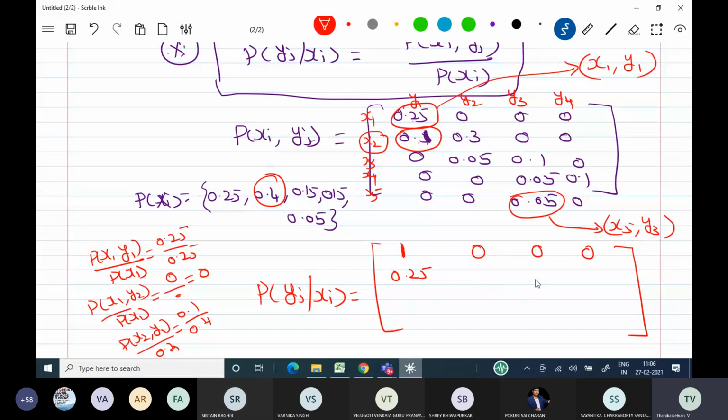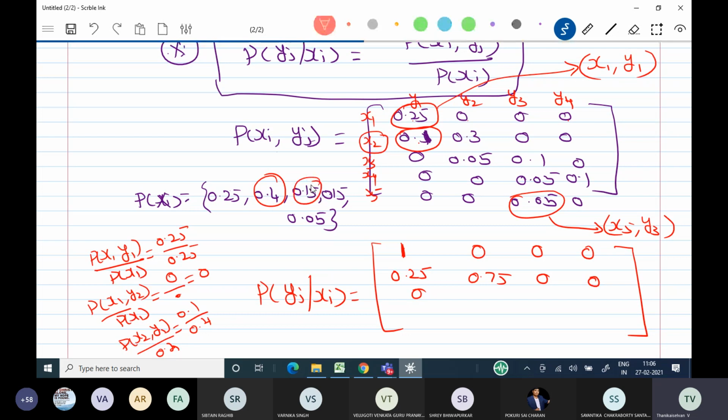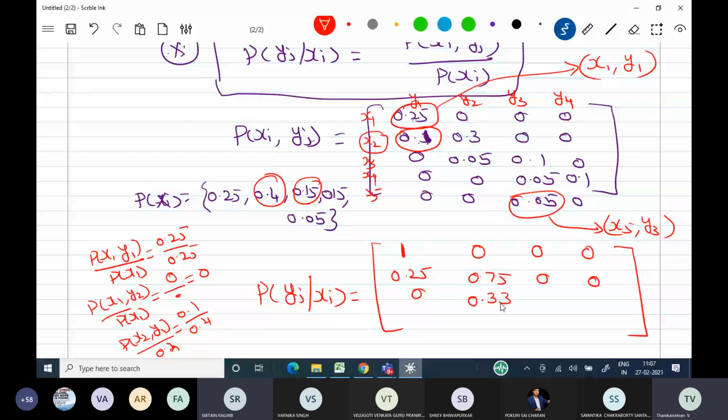Fill all the values. What is the next value, similarly? 0.75. Okay, 0, 0. The next one is 0. What is this answer? Probability of x3 comma y2 divided by the probability of x3. The denominator is 0.15. Second case, third case. What is this value? Please tell me the answer. 0.333. Next one, 0.67.